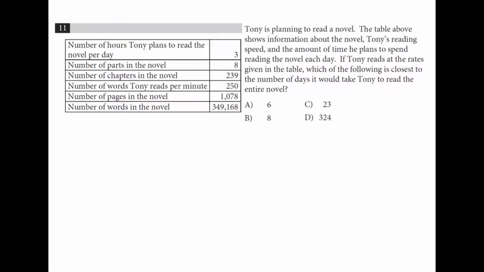Number 11. Tony is planning to read a novel. The table above, or to the left, shows information about the novel, Tony's reading speed, and the amount of time he plans to spend reading the novel each day. If Tony reads at the rates given in the table, which of the following is closest to the number of days it would take Tony to read the entire novel?